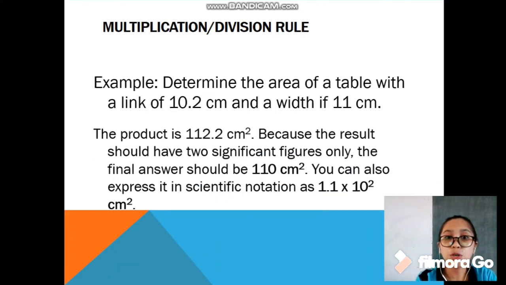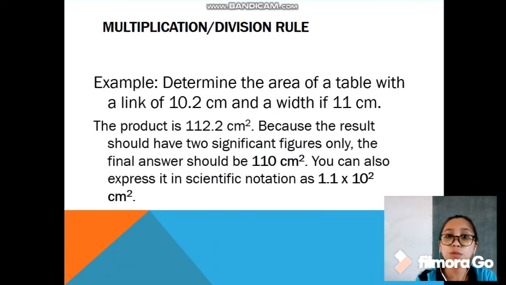So if you multiply it, the product will be 112.2 centimeters squared. But then there are only 2 significant figures for the least significant figure from the given. Your answer should be 110 centimeters squared. 110 has only 2 significant figures. But then you can also express this in scientific notation. 1.1 times 10 squared is also having 2 significant figures.